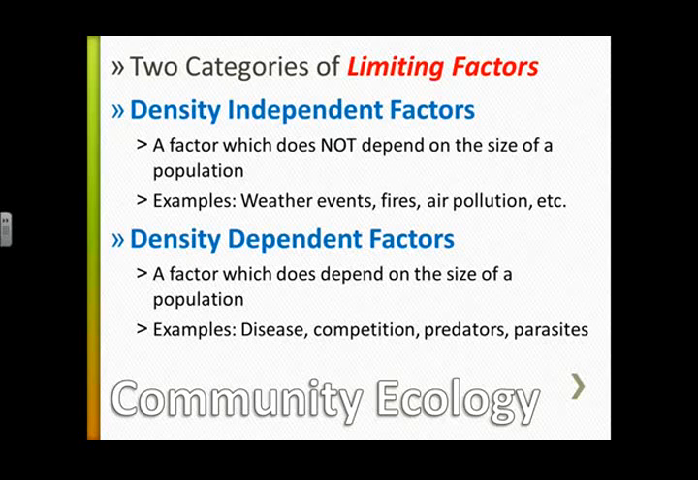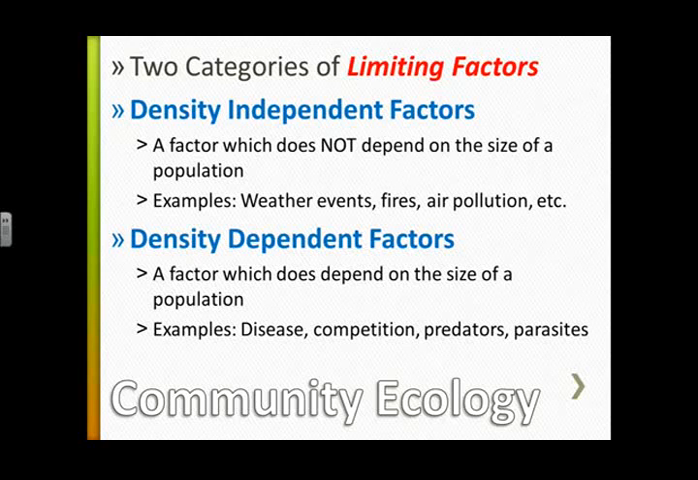Now, density dependent factors do depend on the size of the population. Just like how on taxes your parents can claim you as a dependent because you depend on them. Examples: disease, competition, predators, parasites. So you know what happens at Lassiter? If one person gets sick, it seems like a ton of students then get sick. It's because disease spreads faster when there is a higher density.